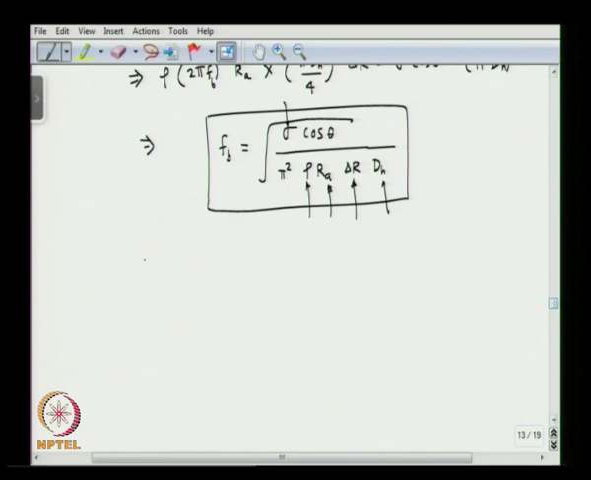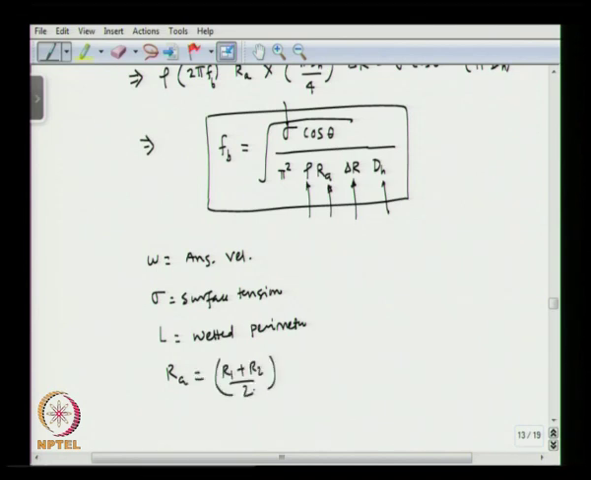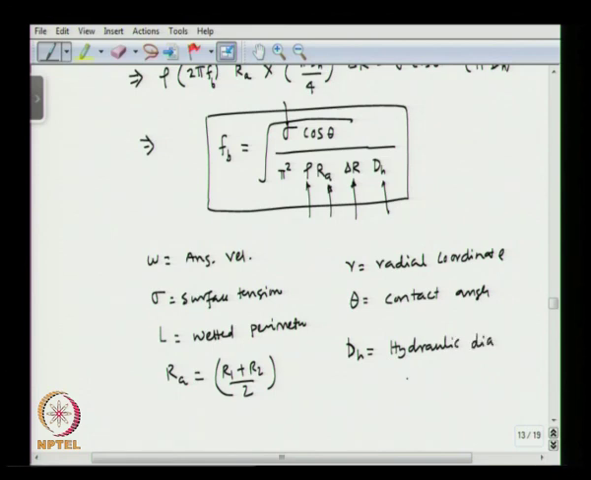So, here we have omega, the angular velocity, sigma is the surface tension, and L is the weighted perimeter, R_A is (R1 plus R2) divided by 2, and R is the radial coordinate, theta is the contact angle, and dH is the hydraulic diameter. Okay. So, these are the different parameters.